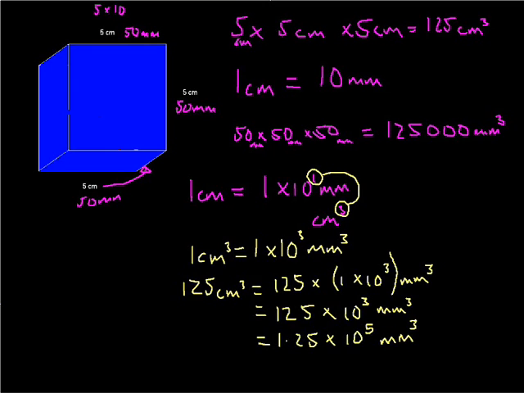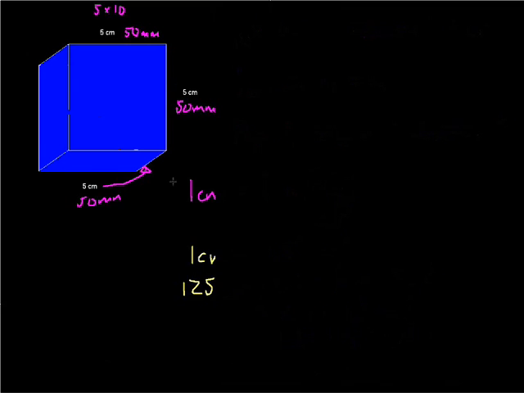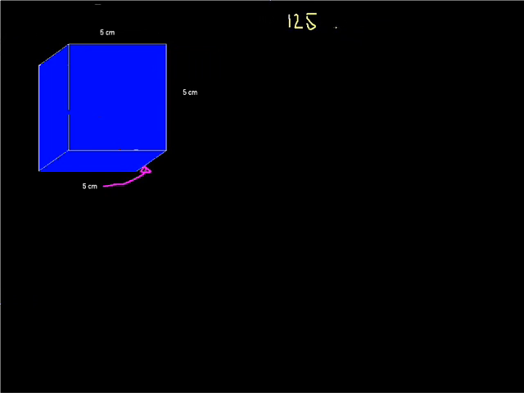Okay, if we work through another quick example. Say this time we don't want to change it to millimeters, we want to change it to, let's say, meters. Okay, exactly the same principle as before. We know this is 125 centimeters cubed. Okay, so that's 5 times 5 times 5, 125 centimeters cubed.